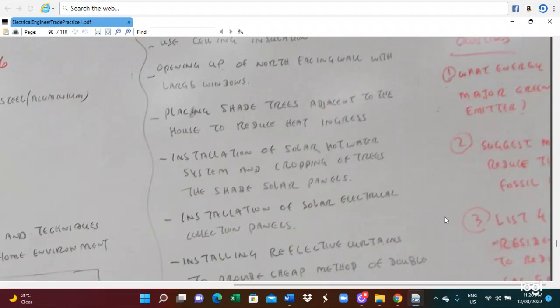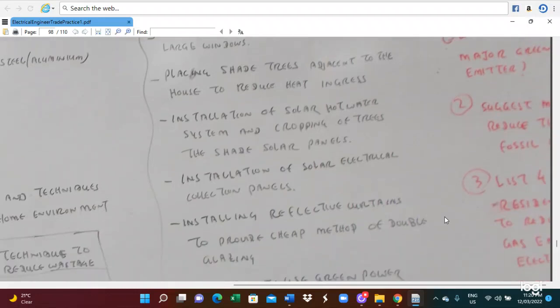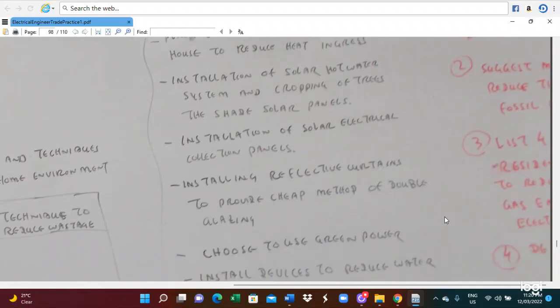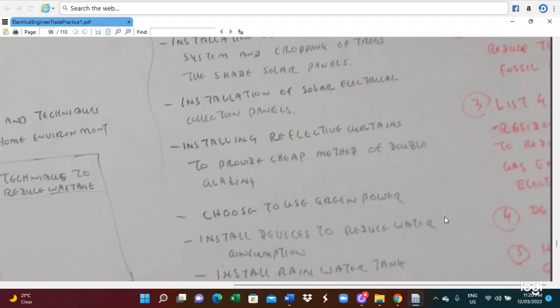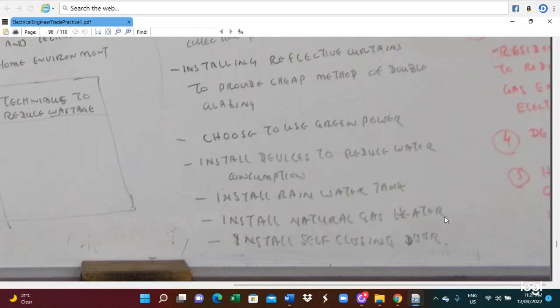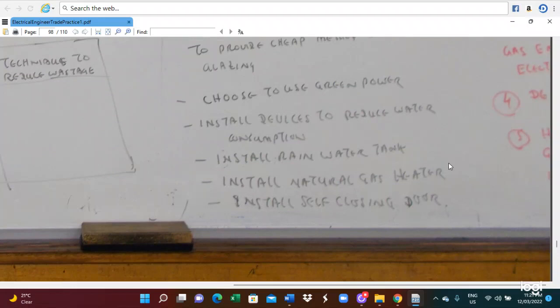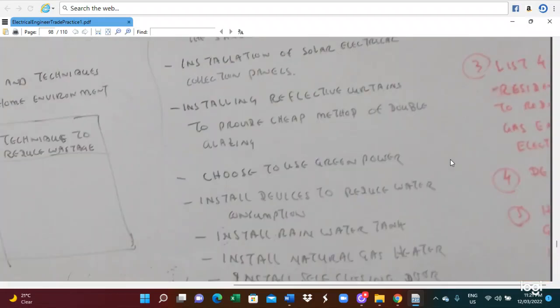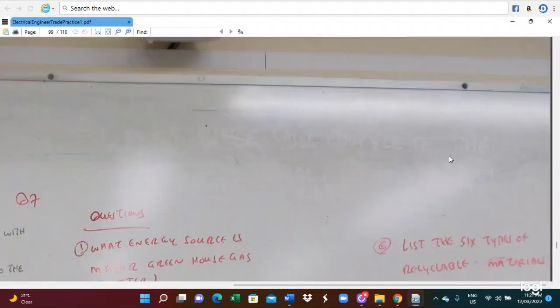Installation of the solar water heater system. And also the installation of the solar electric system. Installation of the reflectors guarding system. In this way, you reduce electrical power and try to use green power. Install devices to reduce water use. Installation of the water tank. Installation of the natural gas heater. Installation of the self-closing doors. Those are important aspects to reduce greenhouse gas.